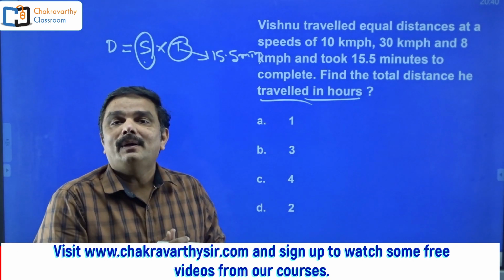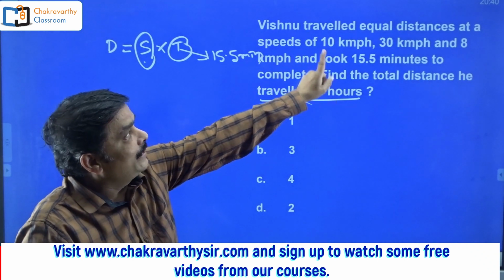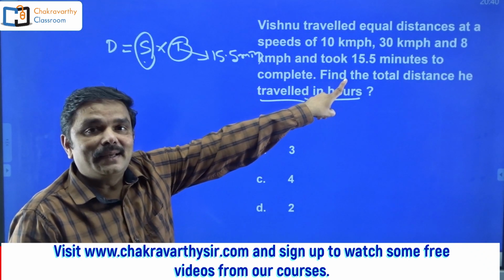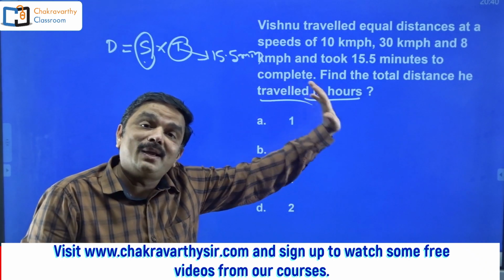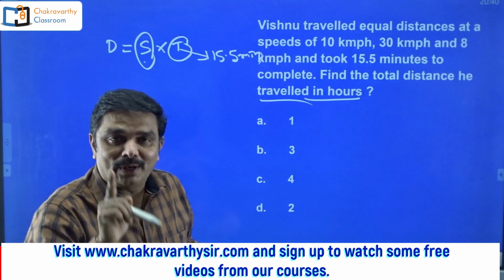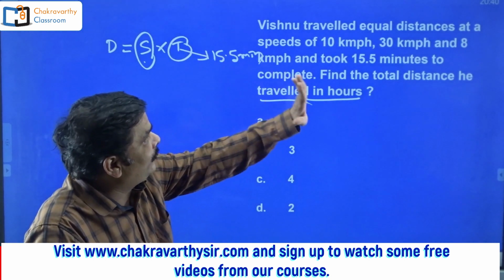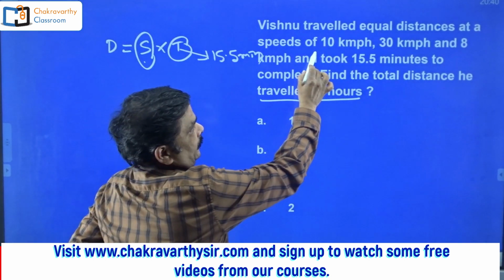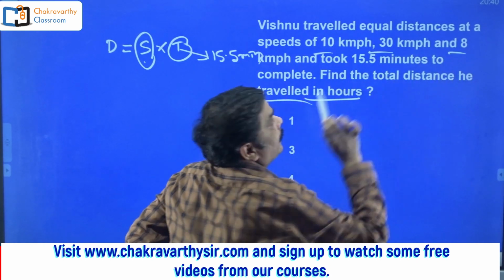How to go about it? One very important thing they have given: he travelled equal distances. That means 3 equal distances are there. That is one of the very important and advantageous things for us. 3 equal distances, one distance at 10 km per hour, the other at 30, and the other one at 8.